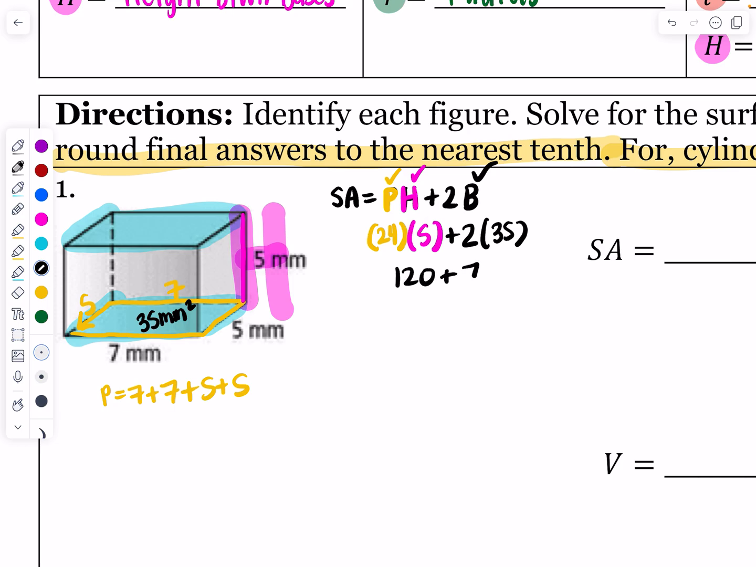And then, of course, 2 times 35 gives me 70. So what is my total surface area? My surface area is going to give me 190 millimeters squared.